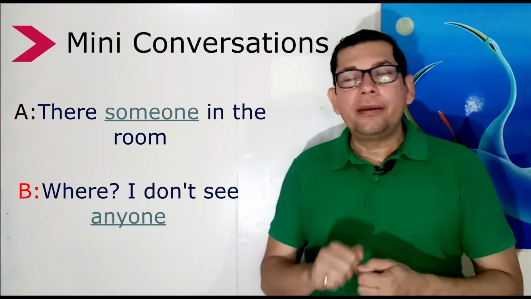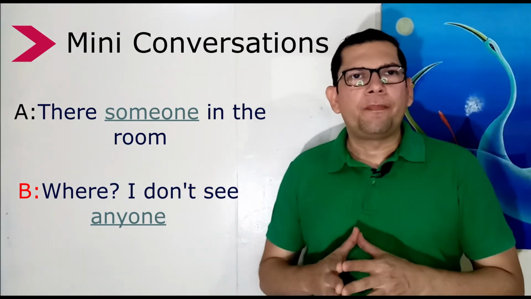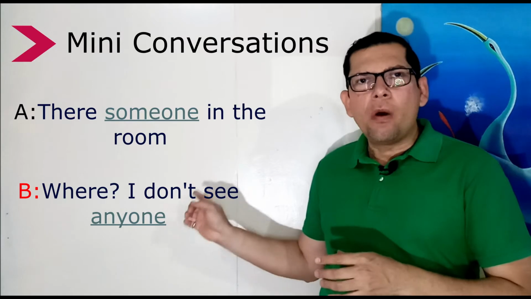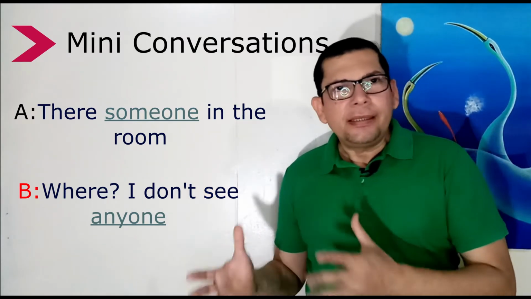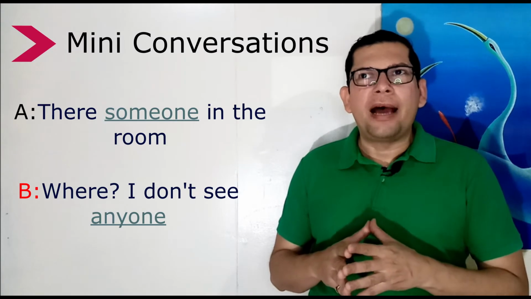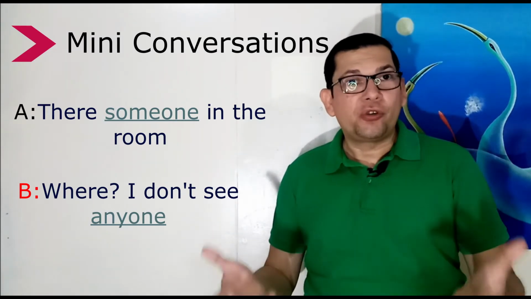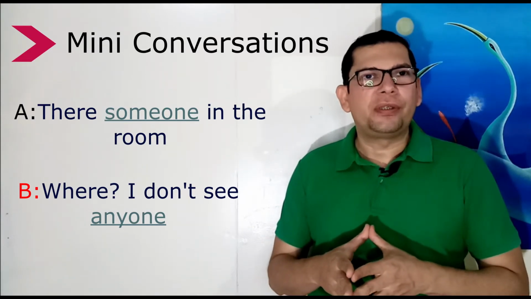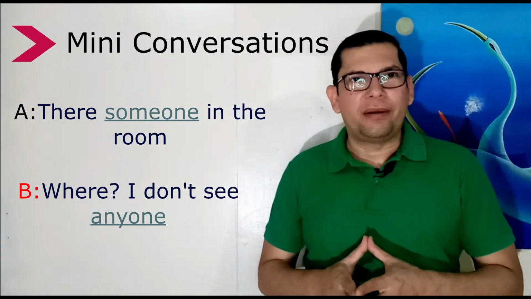On the other hand, the person B says, "Where? I don't see anyone." We use the word anyone because this is a negative statement. Basically, I'm saying that I see no person in the room, but in casual conversational English, we use the word anyone. So the sentence is, "I don't see anyone."